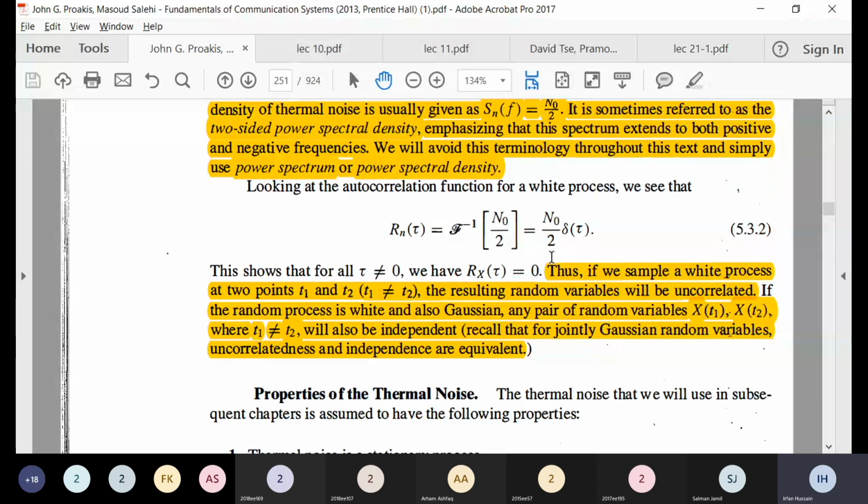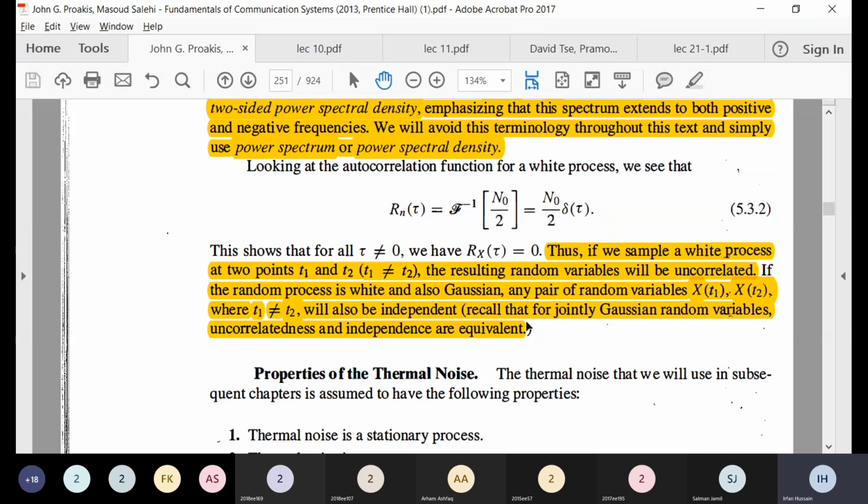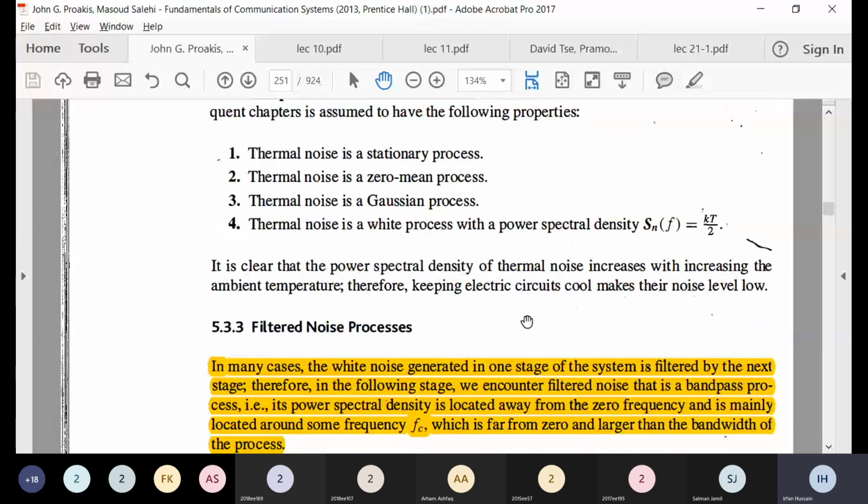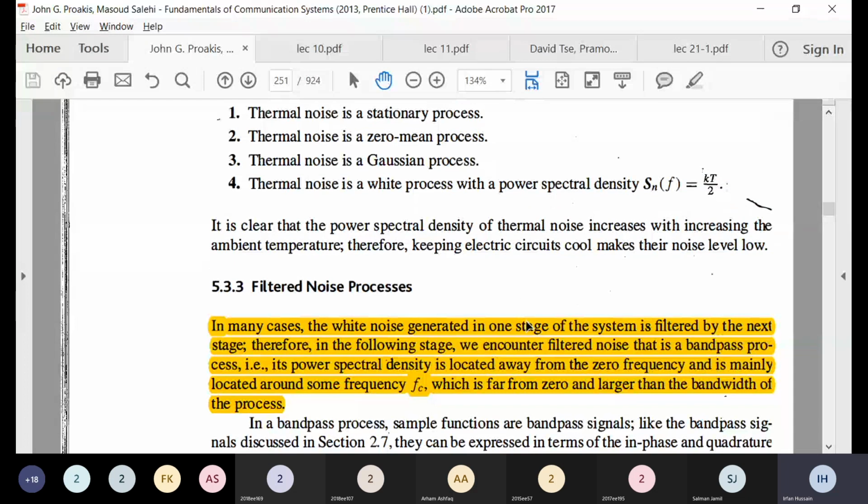This means that the random variables are uncorrelated, but you can also show that they are independent. So we have thermal noise, which is white, but we also know it is Gaussian. So it is uncorrelated, and the properties are as follows. Thermal noise is a stationary process, it is a zero mean process, it is a Gaussian process, it is a white process, and all that.